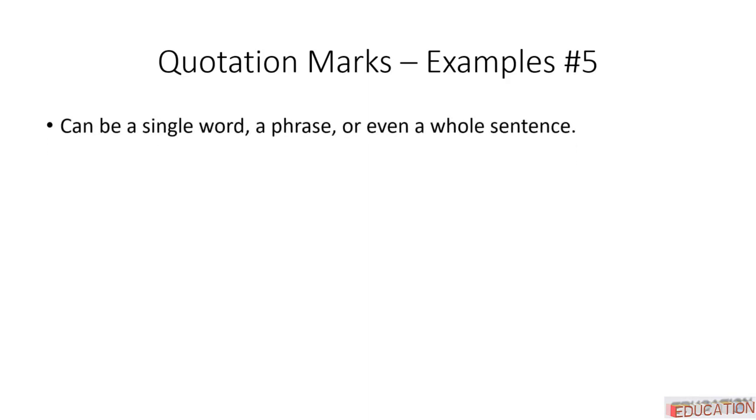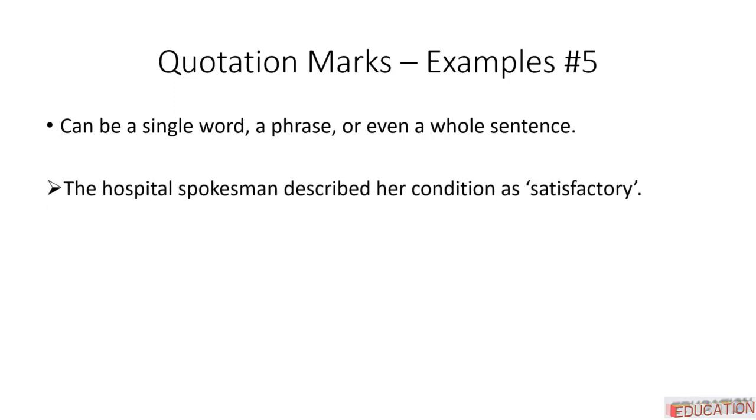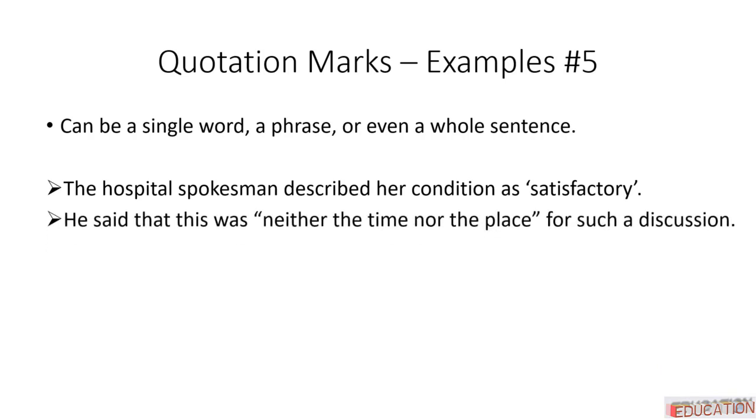The thing being quoted can be a single word, a phrase, or even a whole sentence. Example of a single word: the hospital spokesman described her condition as "satisfactory." Or as a phrase: he said that this was "neither the time nor the place for such a discussion." Or as a whole sentence: John said, "I hate working here."